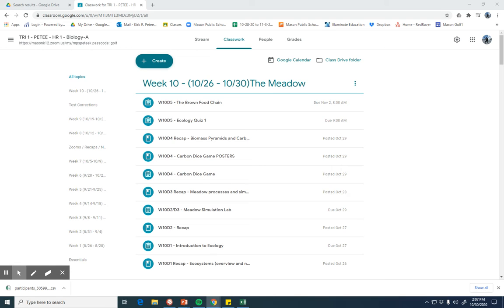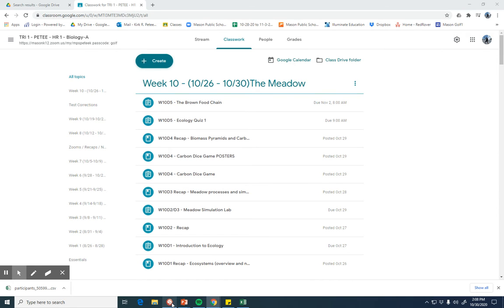Good afternoon, Friday, October 30th, and this is a recap of what went on in Biology A today. Today, we focused on what is occurring in the meadow in terms of the carbon pools. And so we took notes on how matter is moving, how matter is changing, and how energy is changing.